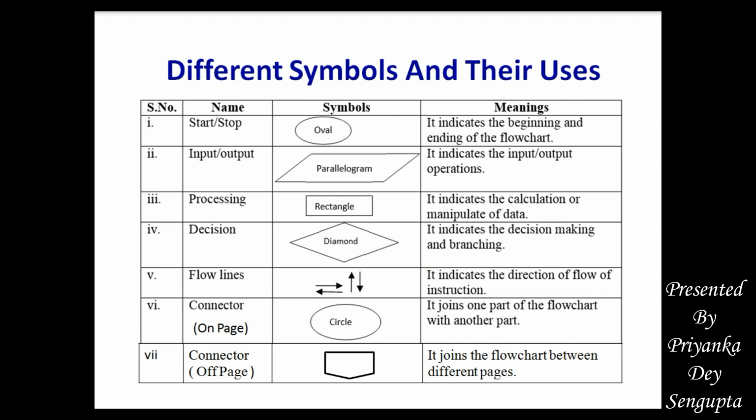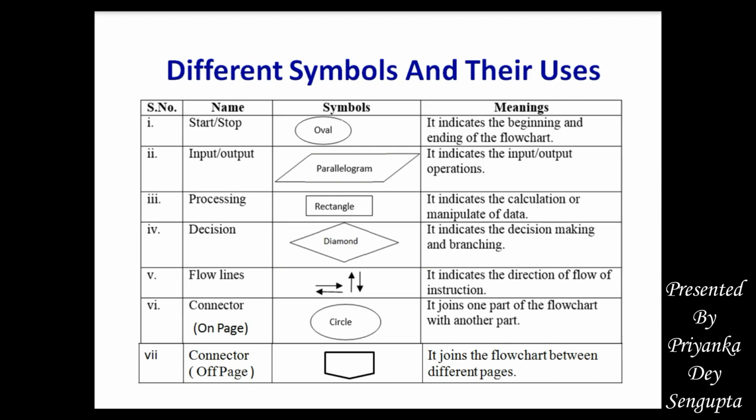Fourth one is a decision box. It is represented with a diamond or a rhombus. It is used in case of if-else statements where we have to make decisions, like if the condition is this, then this will be performed, otherwise the other part will be performed. Fifth one is flow lines. Those are arrows which indicate the flow of the flowchart, in which direction the flowchart should move.